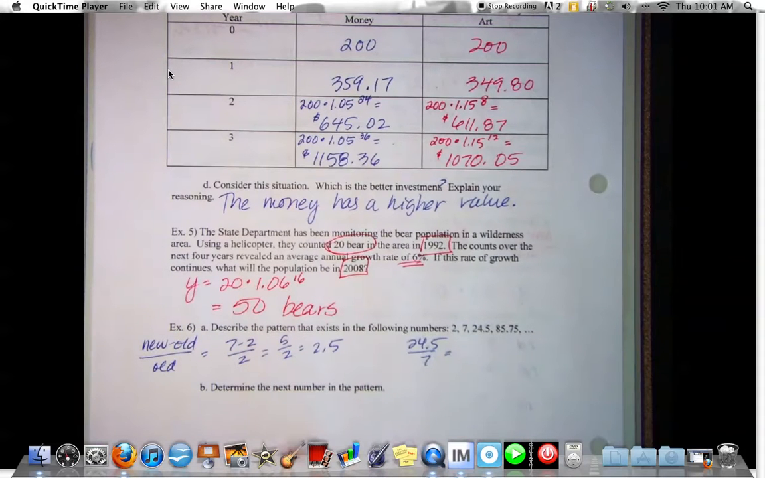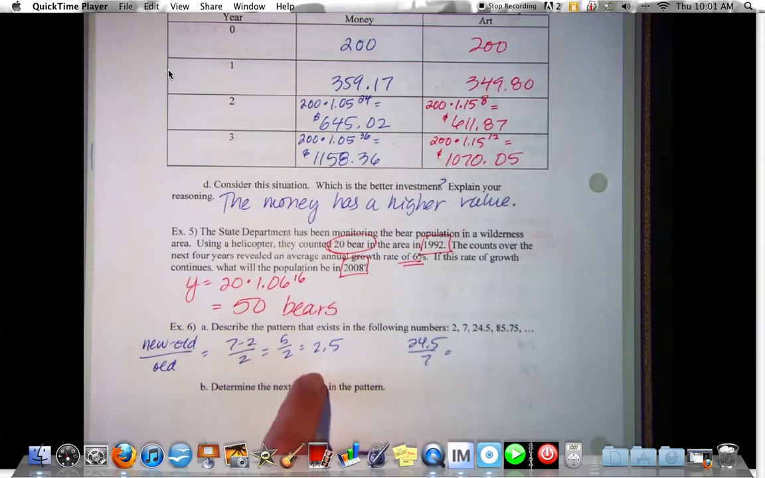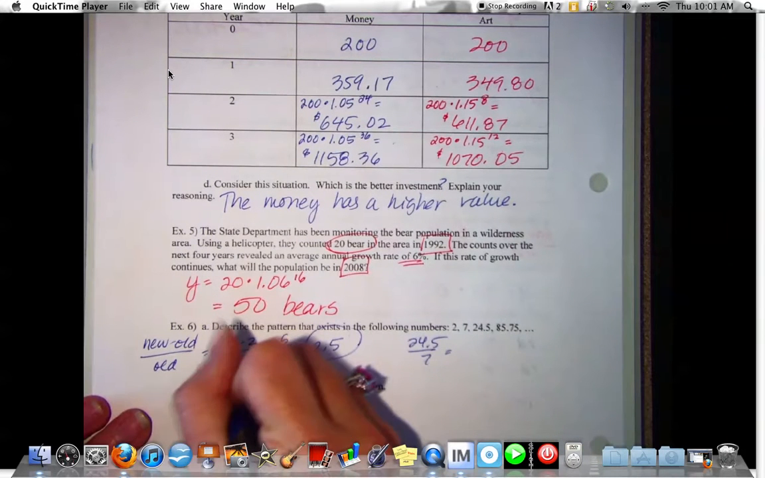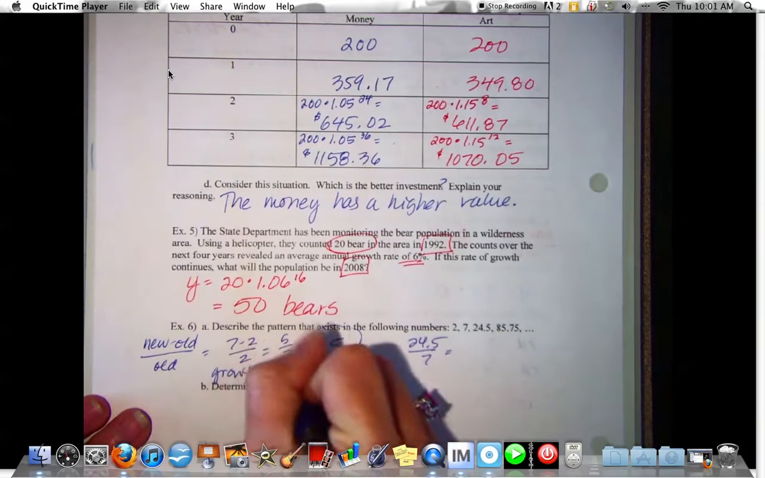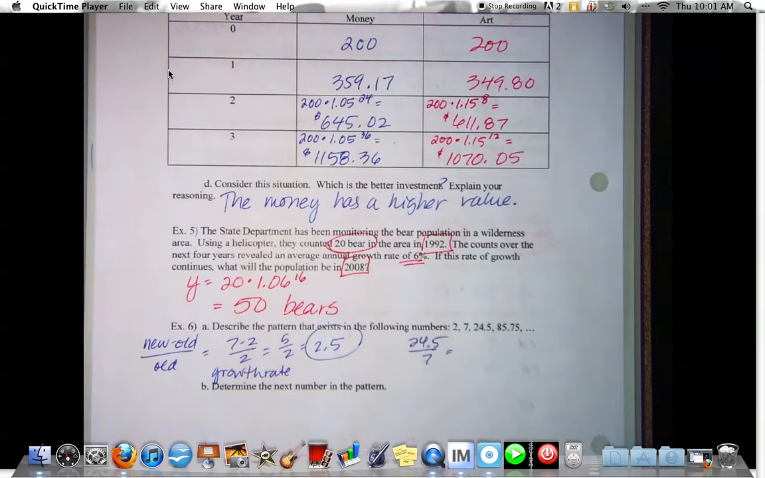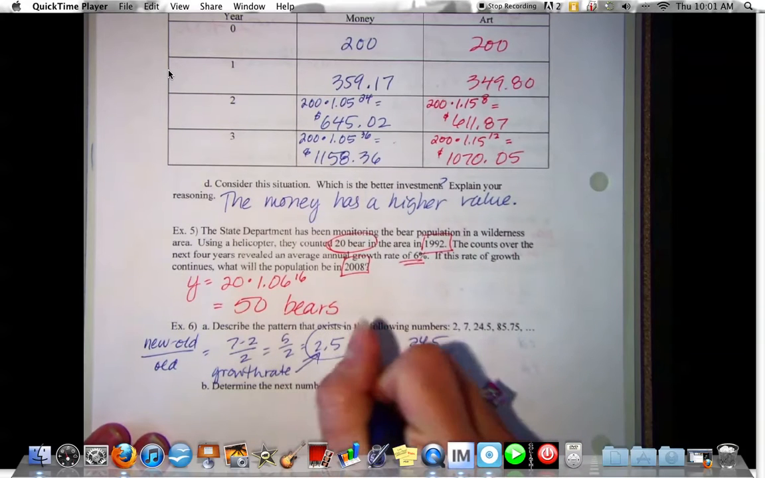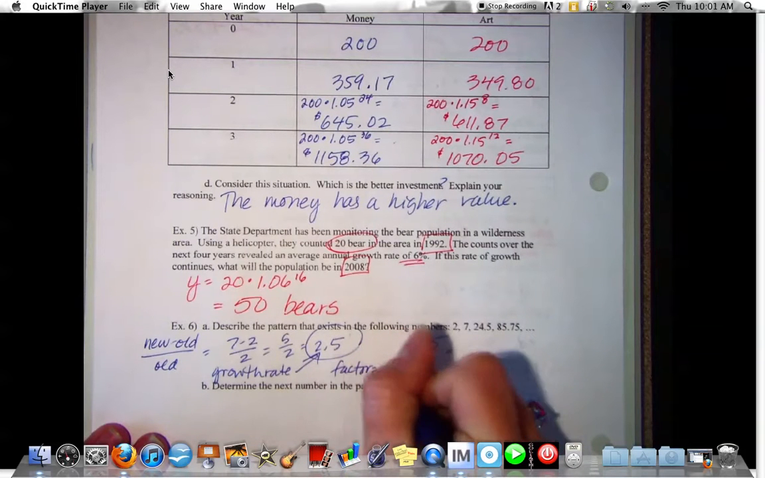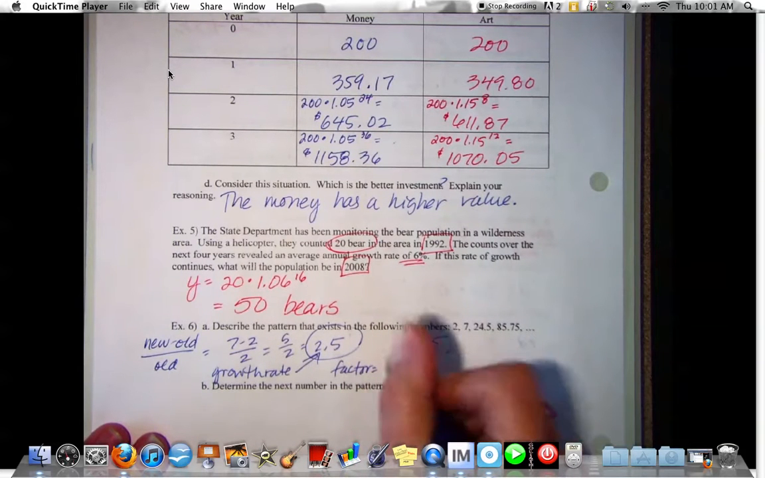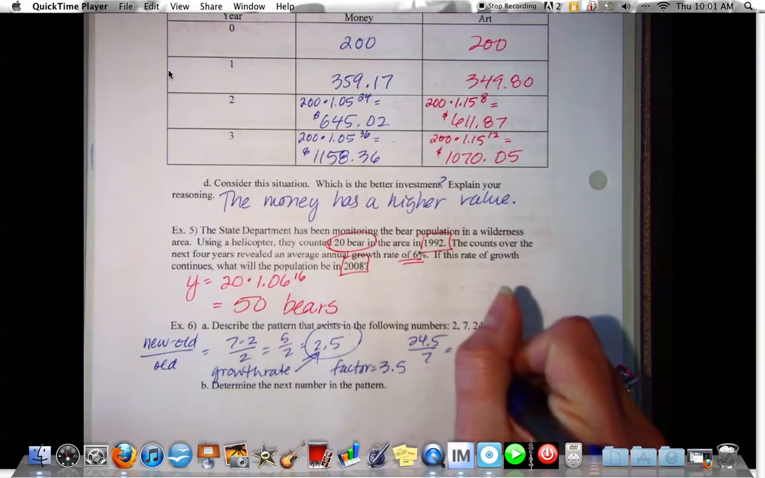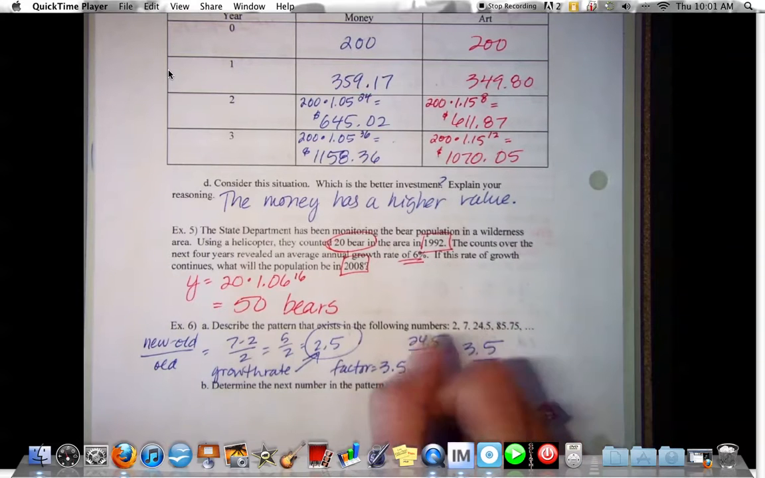2.5. What is this value right here? This value, 2.5, is the growth rate. Right? And what do we do to find the factor? Add 1. So the growth rate is 2.5, so our factor is 3.5. And Jason took 24.5 and divided it by 7 and got 3.5. So we have a factor of 3.5.